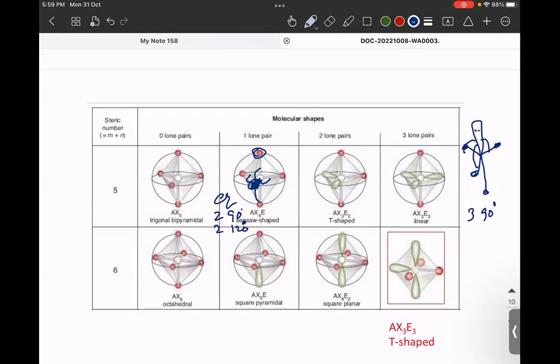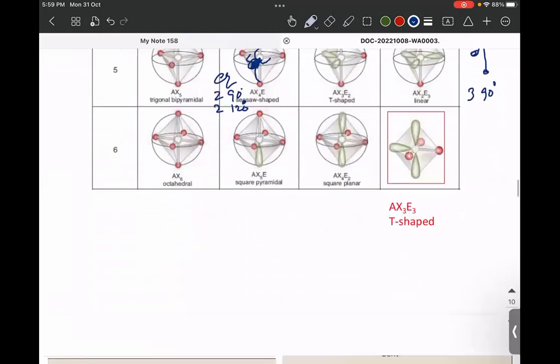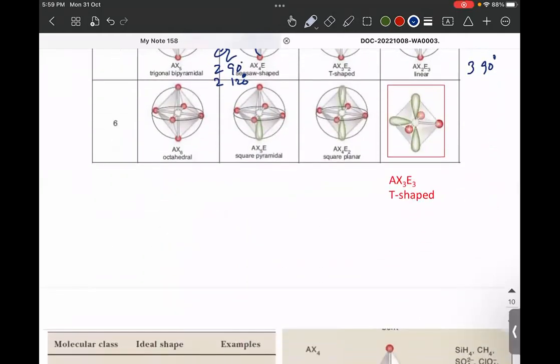Okay, then 6. First is 6. If you remove 1, you will get a square pyramidal. If you remove 2, you will get a square planar. If you remove 3, T-shape. Now, how to draw an octahedron? All of you know how to draw the star, no? Just put a star like this.